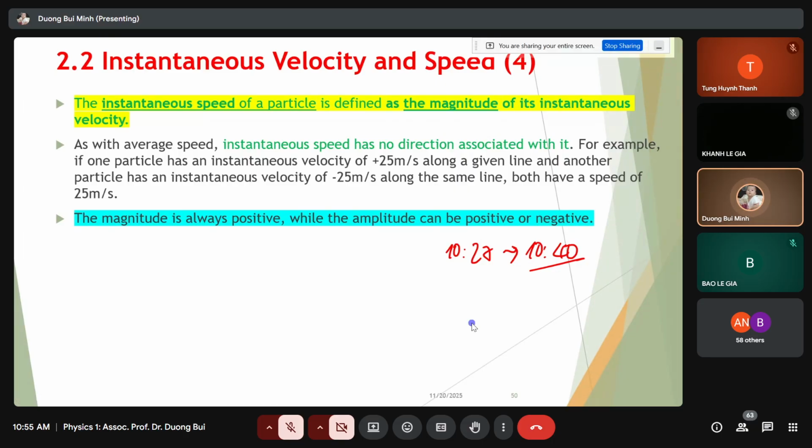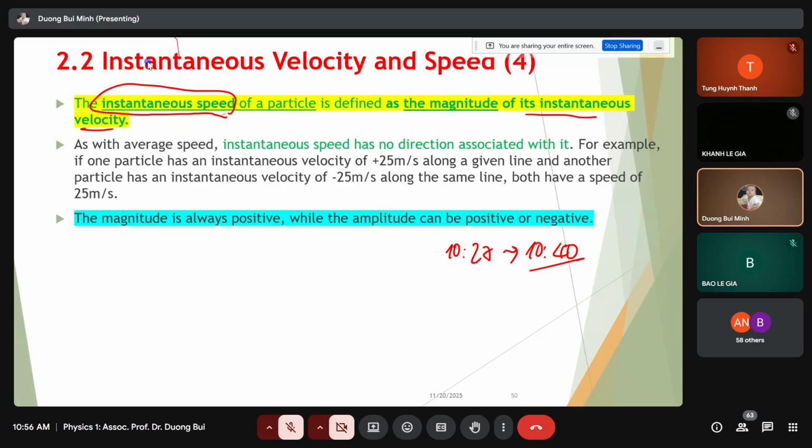Now we consider the instantaneous speed. The instantaneous speed of a particle is defined as the magnitude of its instantaneous velocity. Similar to average speed, instantaneous speed is a scalar quantity. We don't care about the direction. So if we take the magnitude of the instantaneous velocity, it becomes the instantaneous speed.